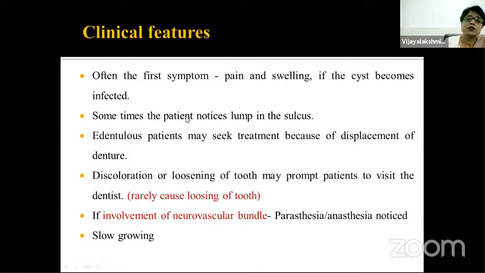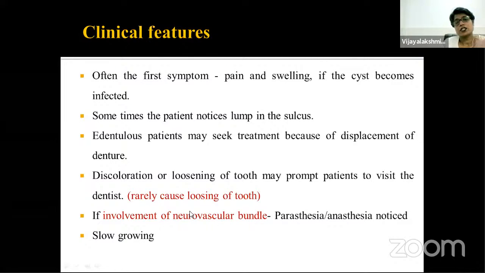A patient sometimes notices a lump in the sulcus, a bony hard lump in the sulcus. If there is an edentulous patient, he may seek treatment because of displacement of the denture. At times, we may even come across discoloration or loosening of the teeth, but it is a very rare phenomenon where the tooth is loose in case of a cyst.